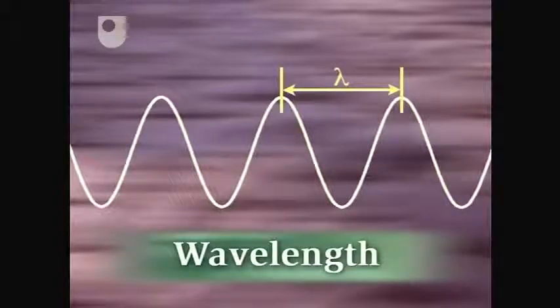We can also use this static picture of the wave to define its wavelength. This is equal to the horizontal distance between two corresponding points on the profile. These might be two adjacent crests, but two troughs will do just as well, or any other pair of corresponding points. The wavelength of a wave is represented by the Greek letter lambda.